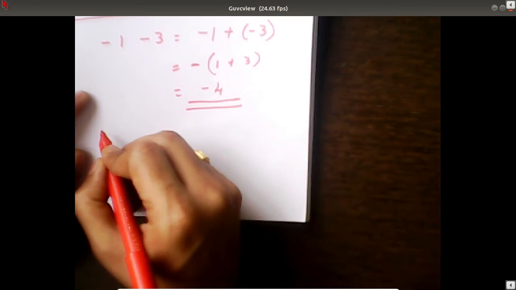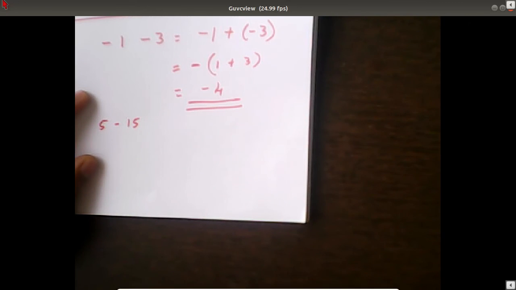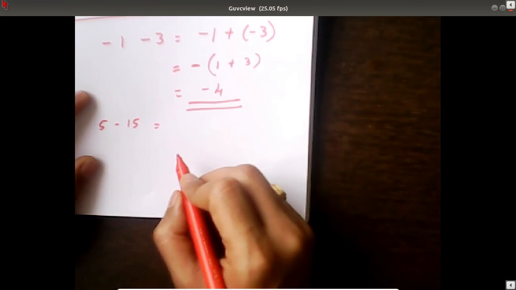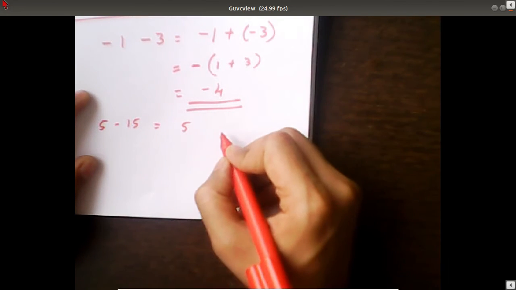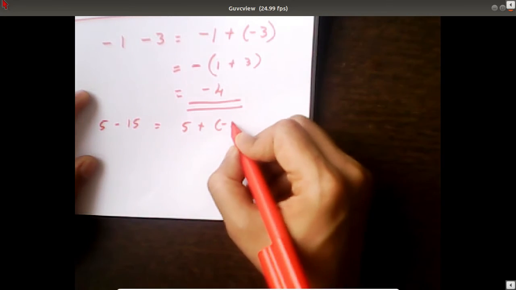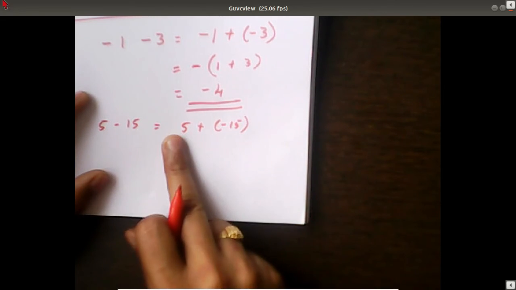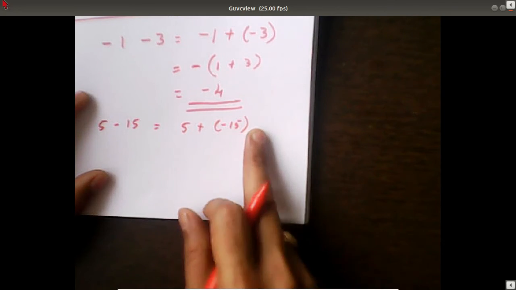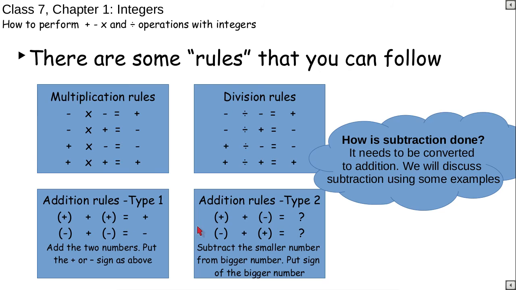Let us say we want to do 5 minus 15. Now how do we solve this? We convert this into an addition by doing a small trick which is very similar to what we did here. We say this is equal to 5 plus minus of 15. And what did we do in addition? This is a positive number added with a negative number. Remember the rules of addition? You have to subtract the smaller number from the bigger number, put the sign of the bigger number. Let's see how that happens here.